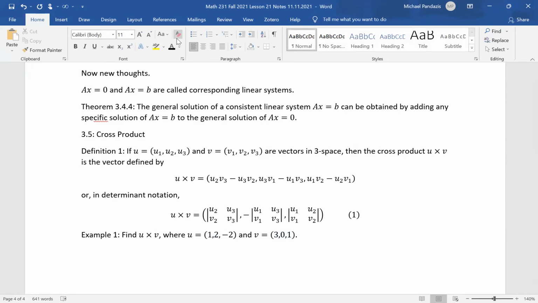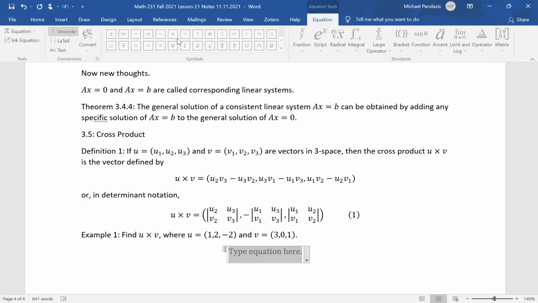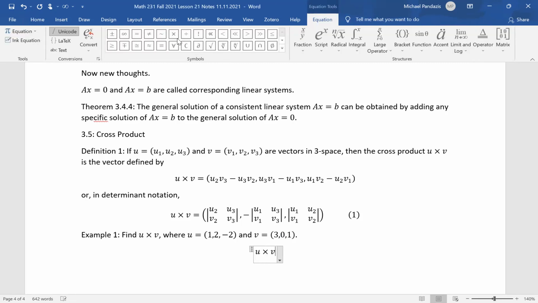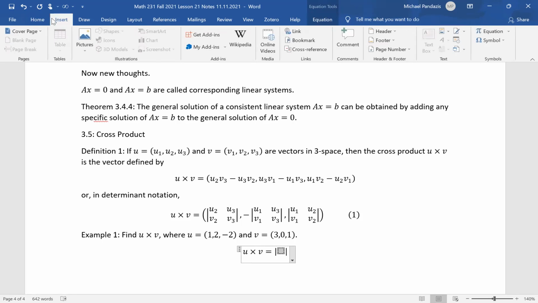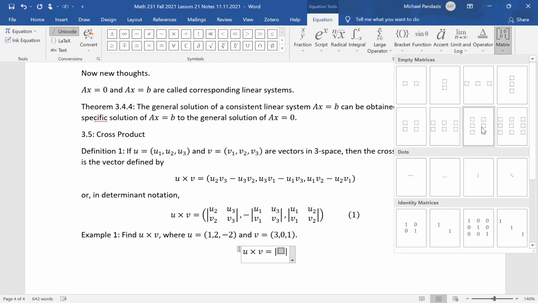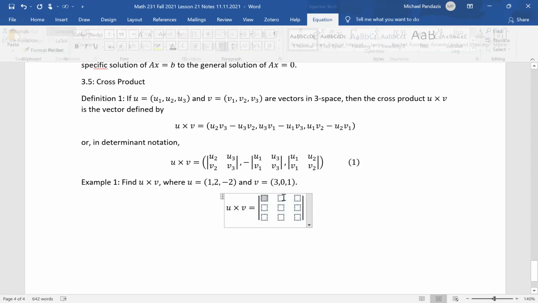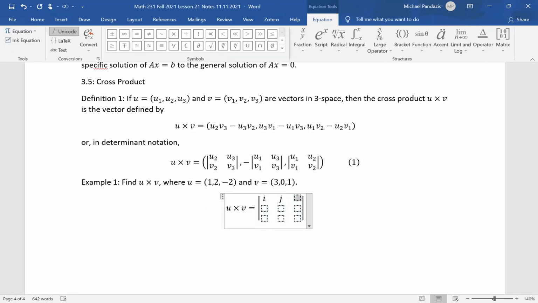Okay, so we want to find u cross v. So u cross v is equal to, well, remember, we have an expression now from the whiteboard to get u cross v. So u cross v is going to equal the determinant where the first row is I, J, K. The second row is the components of u, which are 1, 2, -2. And the third row are the components of v, which are 3, 0, 1. So now finding the determinant of that matrix means finding u cross v.